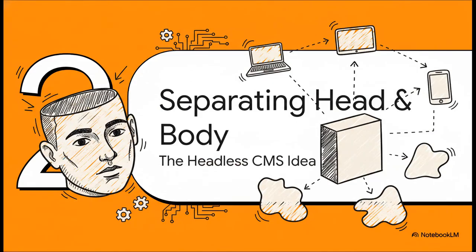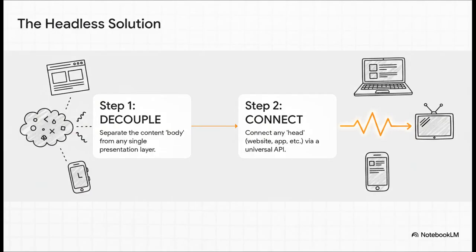So what's the solution? It's a pretty simple but brilliant idea. It's all about separating the head, which is the visual presentation, the website, the app, from the body, which is just the pure content itself. Let's break down how this actually works. The headless approach does two really powerful things. First, you decouple the content. You take the body, the text, the images, the data, and you free it from any single design. Then you use a universal connector, something called an API, to let any head connect and pull the content it needs.